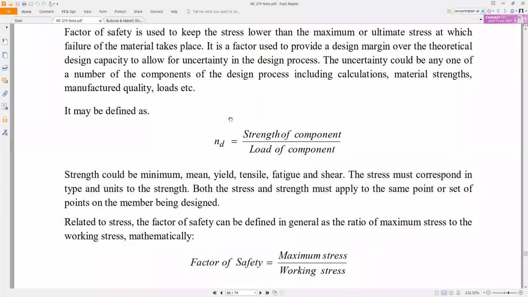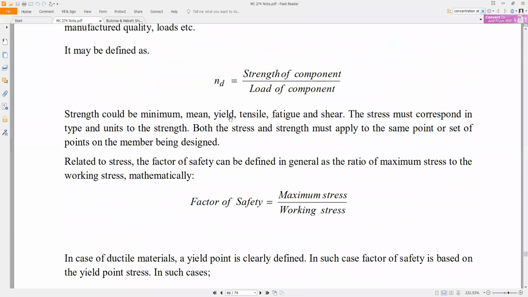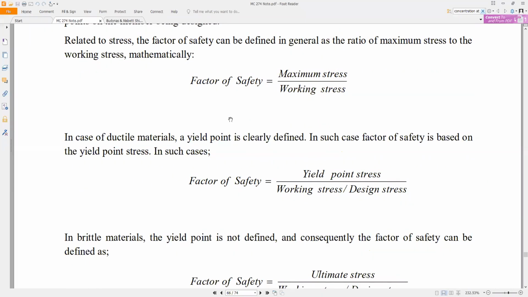But the working stress here is the stress that we decide the member should operate at. The maximum stress is actually the stress that will be in the member. And if you find this, you are able to determine what the factor of safety is. So the working stress is the one which the designer himself will have to decide or choose.